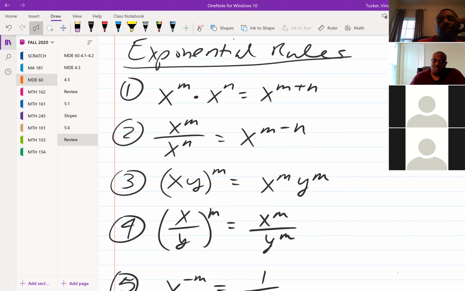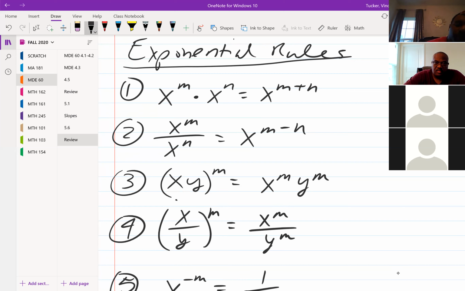All right, so exponential rules. Whenever you're multiplying two terms that have the same base, you're going to add your exponents, and we're going to do some examples to emphasize the rules. So you don't have to worry about that. We'll do that in a second. But if you're multiplying the same bases, you will add your exponents. If you're dividing, then you subtract your exponents.